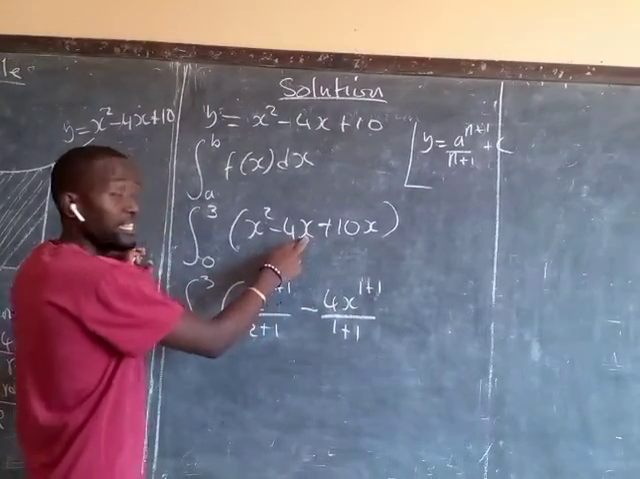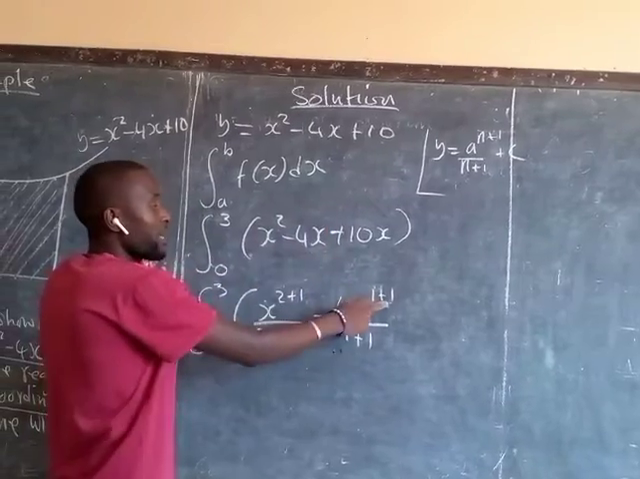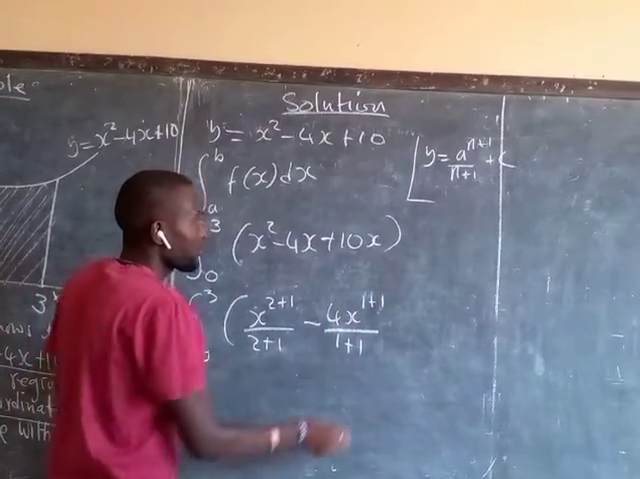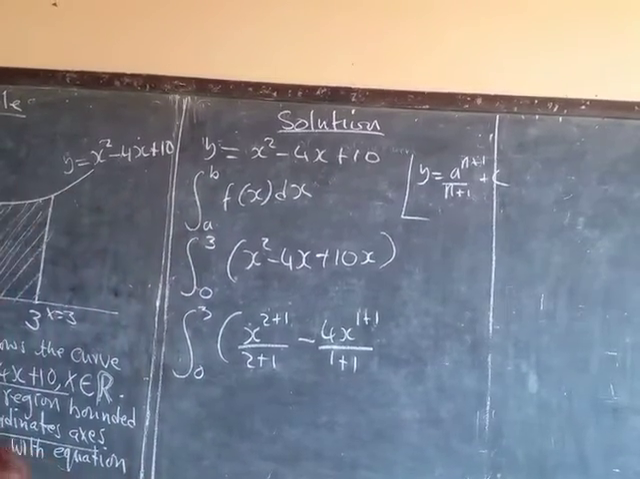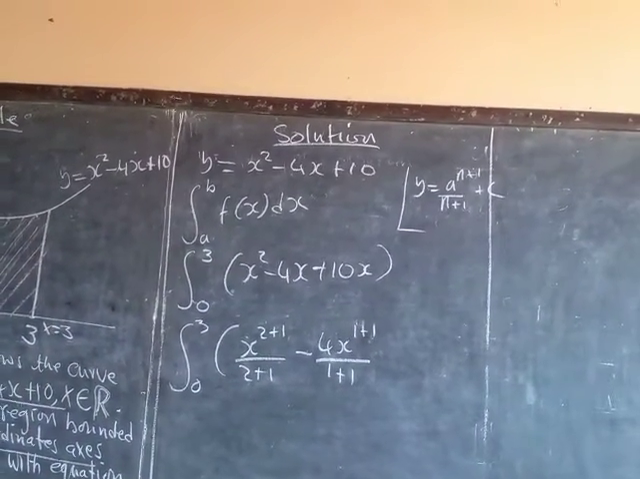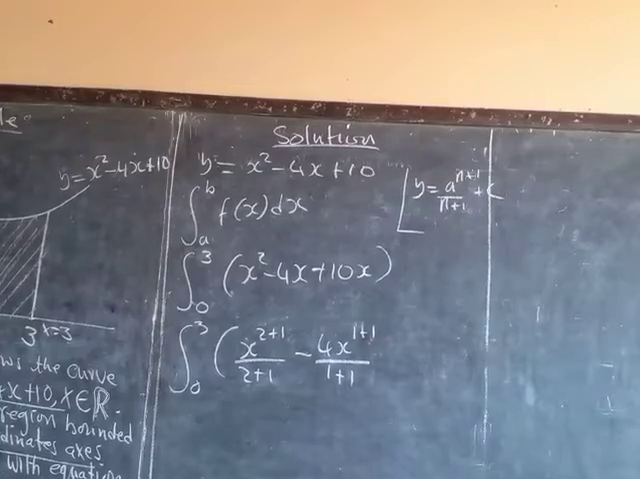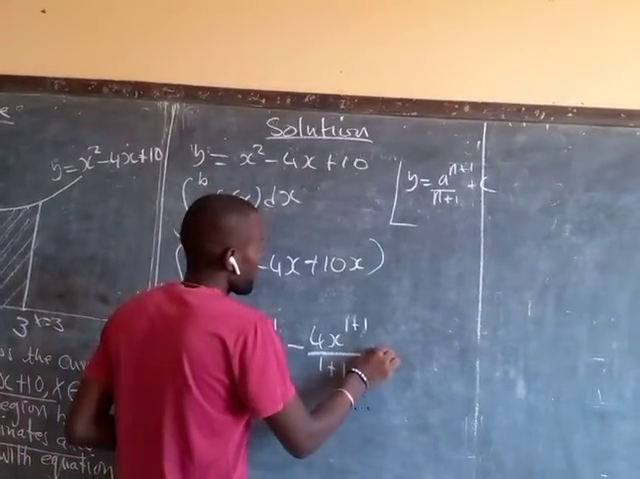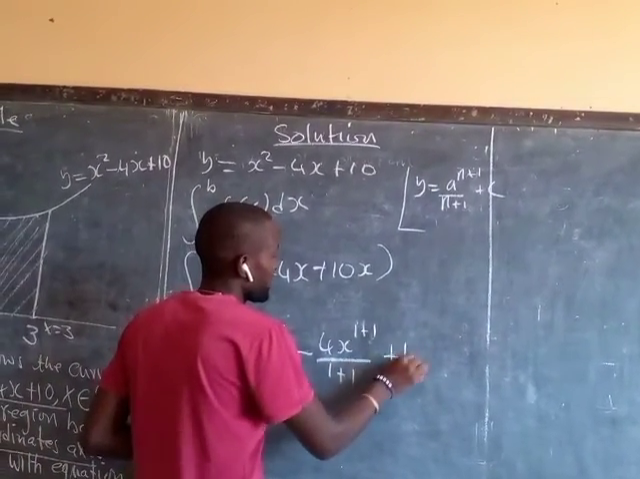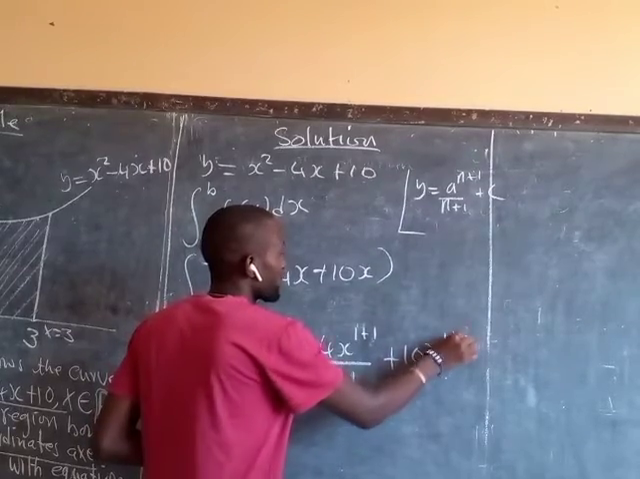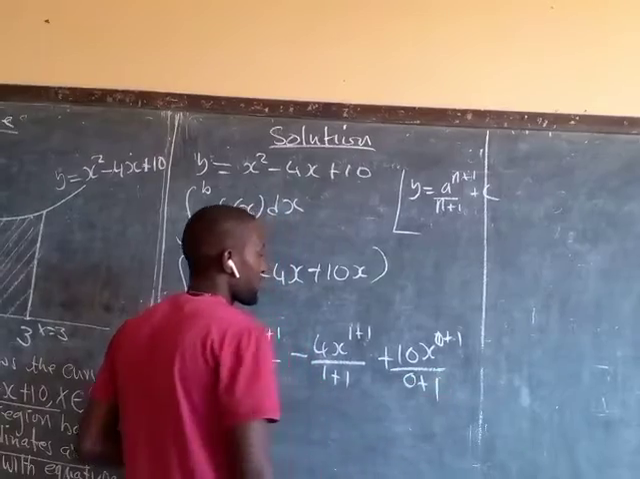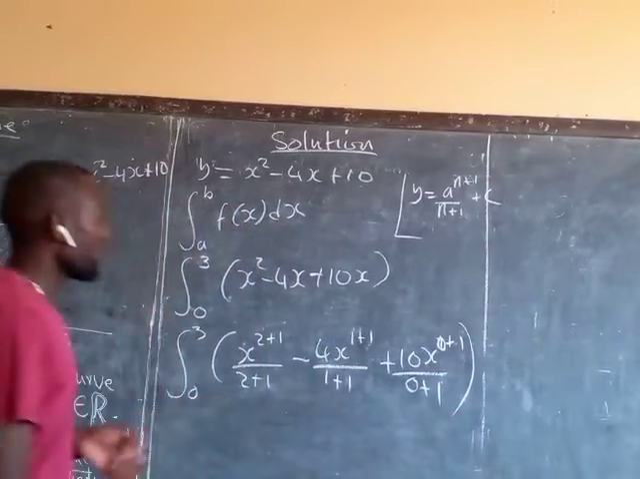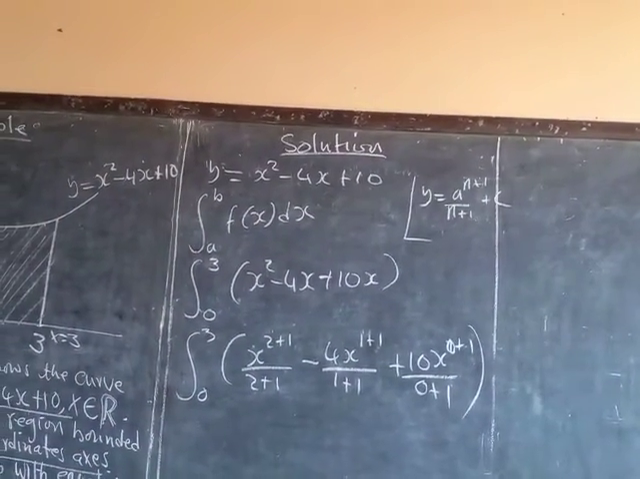So why are we saying 1 plus 1? Because there is x here, and x is always raised to power 1. That's why we're saying 1 plus 1. Next step it will be plus 10x to the power 0 plus 1. Okay, so you have it like that, therefore now you can solve it accurately.